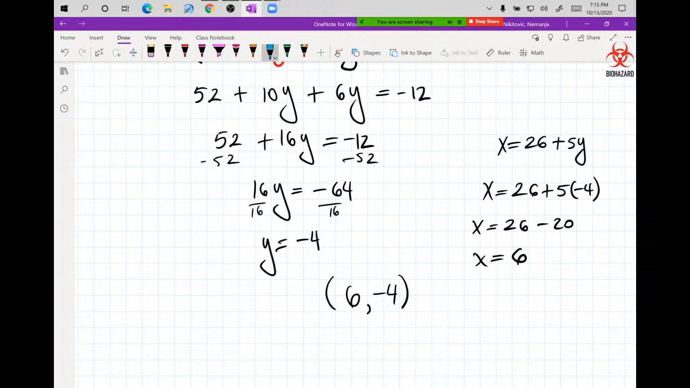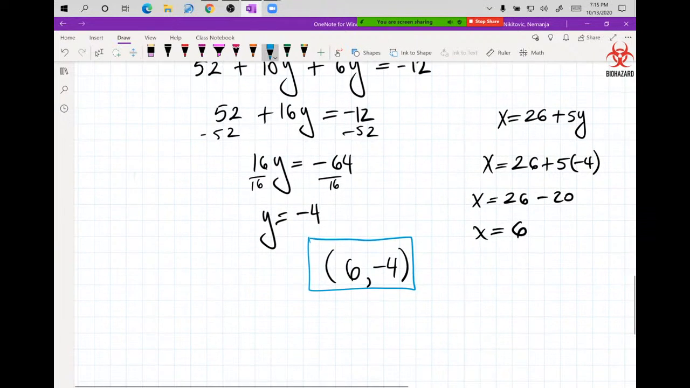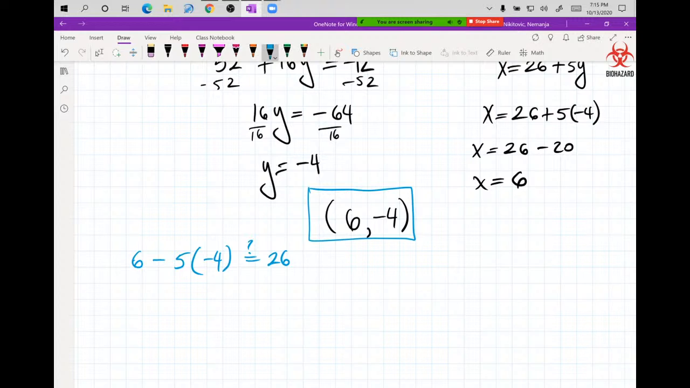And since we are done here, we can check and see if this works. So the two equations are x minus 5y, so x is 6, minus 5 times y, which is negative 4, and that should be 26. So we have 6 plus 20 equals 26, 26 equals 26, and it checks out in our first equation.